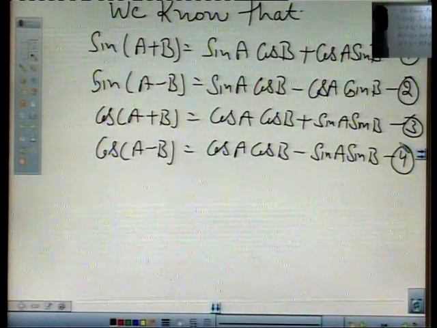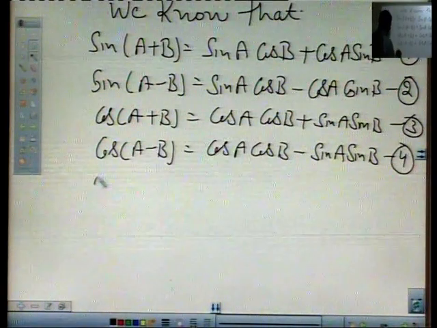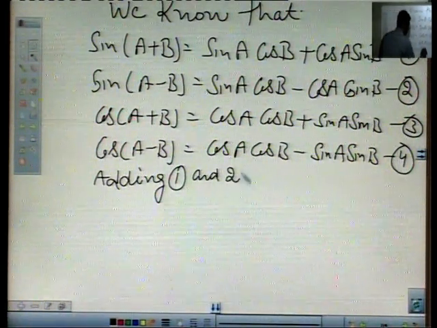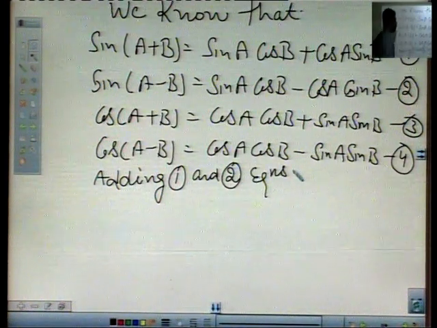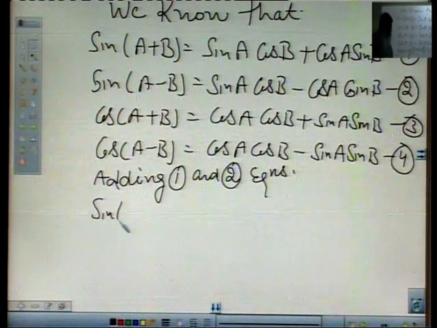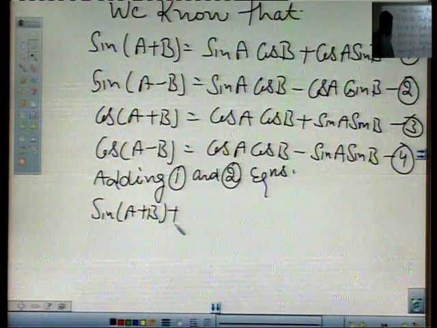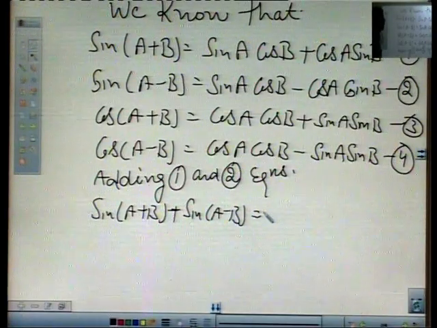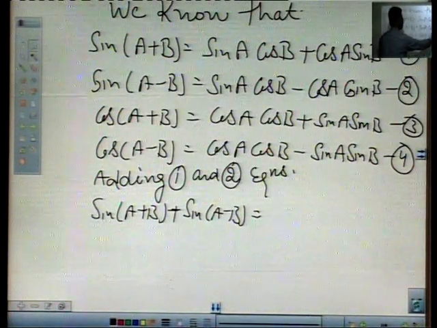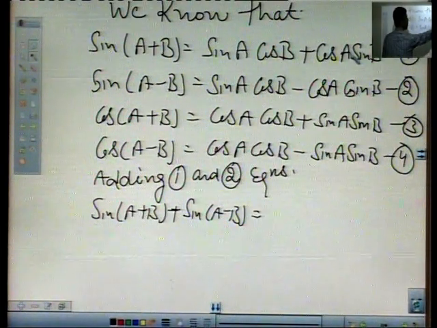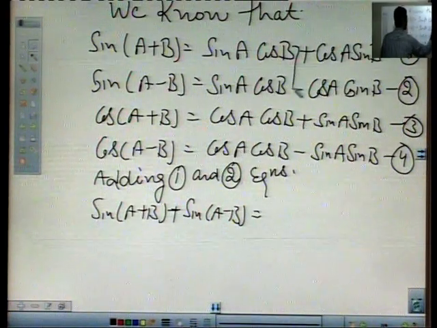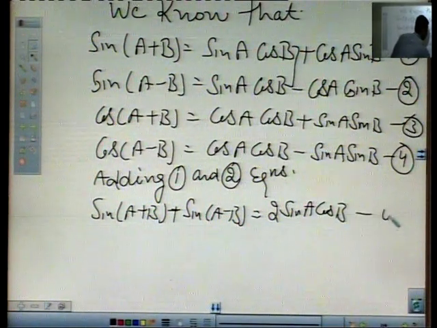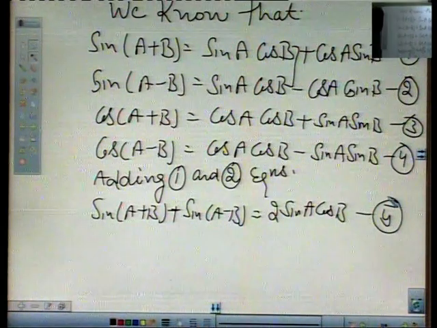Now, if we add the first and second equations, we have sine of A plus B plus sine of A minus B on the left hand side, and on the right hand side this cos A sin B will get cancelled with this cos A sin B, and we have simply 2 sin A cos B. Let us name this equation number 5.